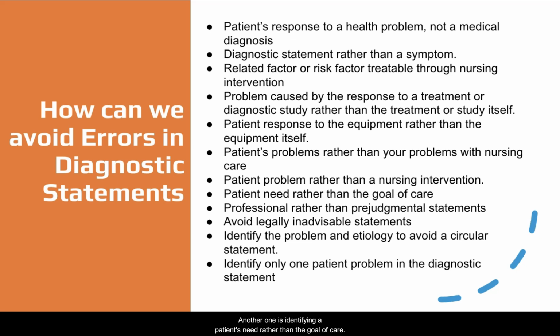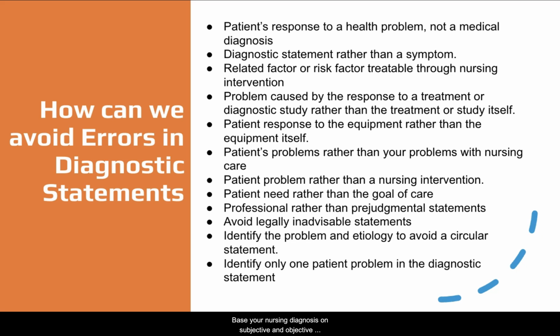Another one is identifying a patient's need rather than the goal of care. That's also very important. For example, change the goal phrase statement of patient needs high protein diet related to potential alteration in nutrition. That's a goal, right? It's not a nursing diagnosis. Instead, you can say impaired nutritional intake related to difficulty swallowing, evidenced by inability to eat solid foods and pain in the mouth.